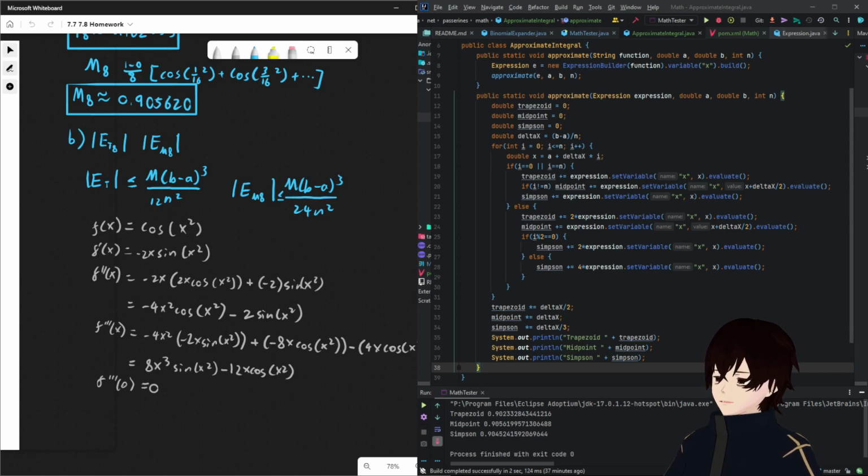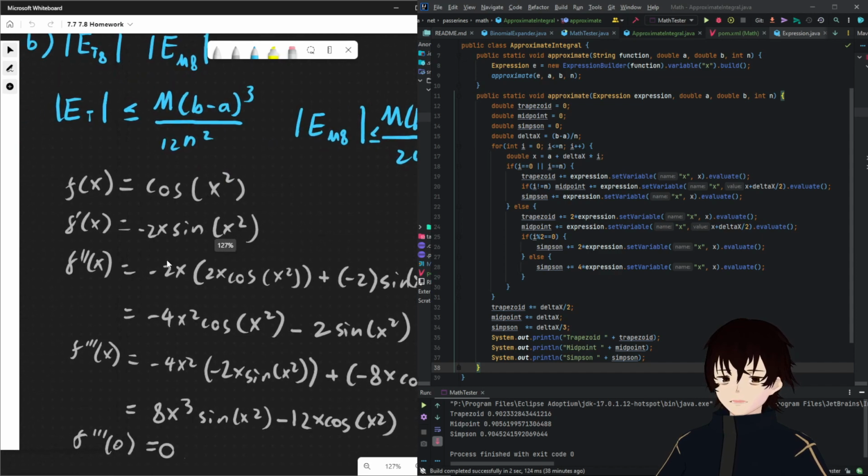And C says, how large do we have to choose n so that the approximations Tn and Mn to the integral in part A are accurate within 0.0001? So we do need to solve for m. But m can't be 0. I believe it has to be something wrong with my second derivative.